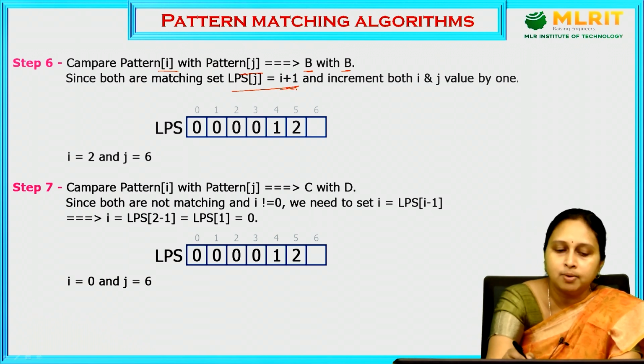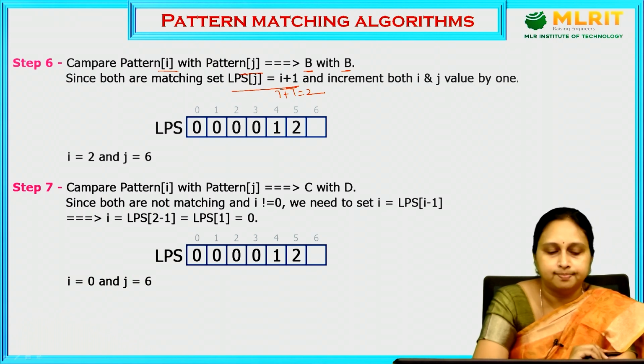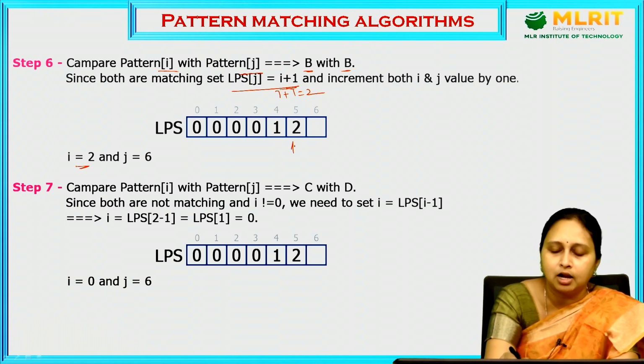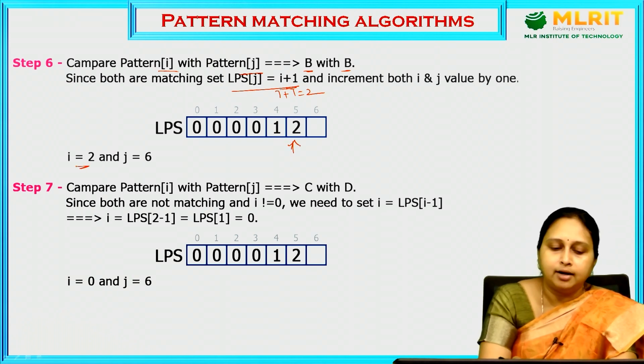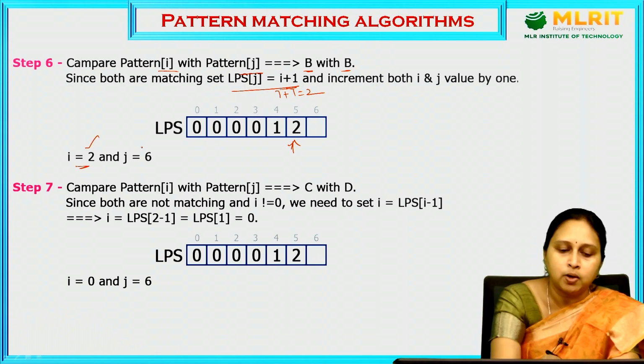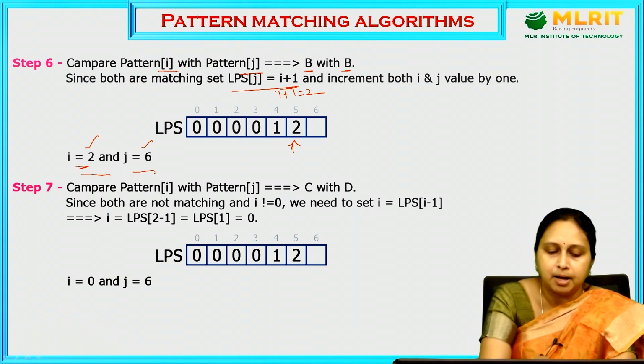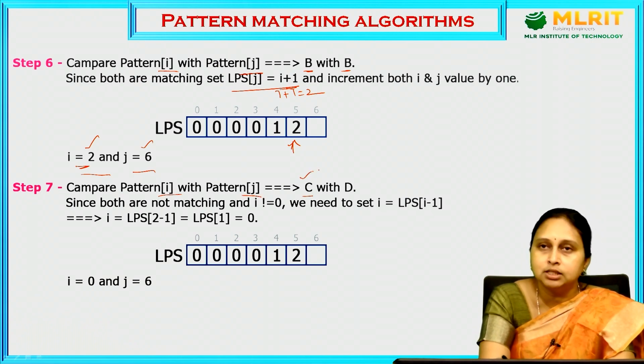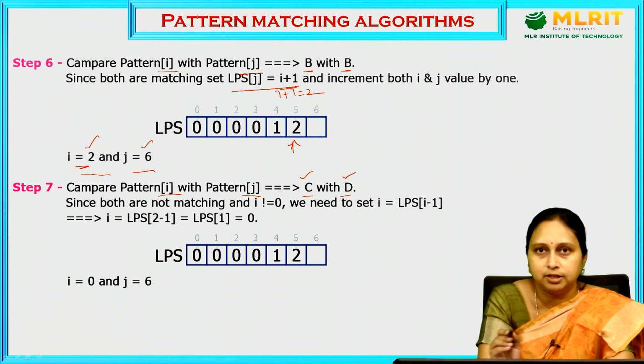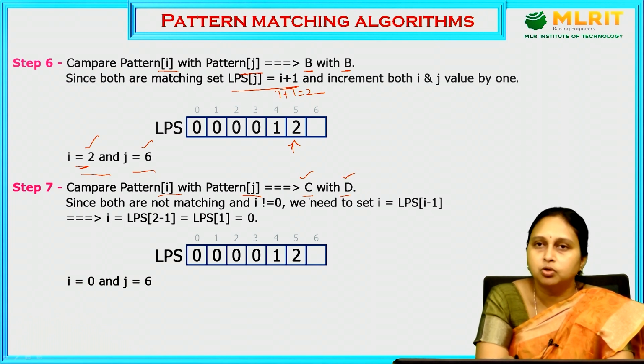Now i is how much? i was previously 1, 1 plus 1 is nothing but 2. That's why the value here is 2. At the same time increment the i value and j value. i should be 2 and j should be 6. Now again compare pattern i and j. Here in pattern i you have c and in pattern j you have d. In this case both are not matching.